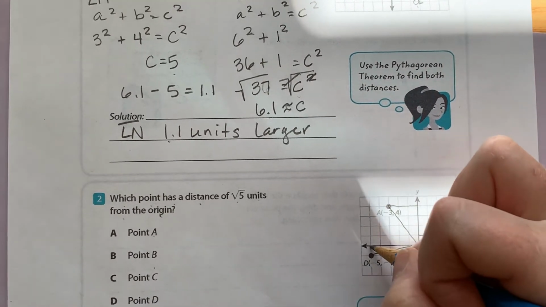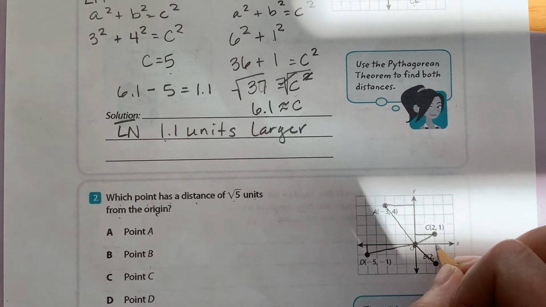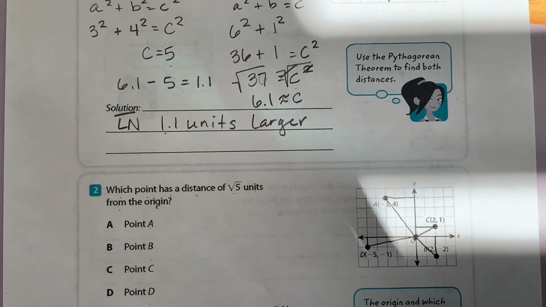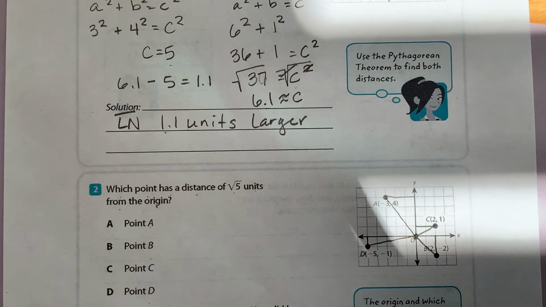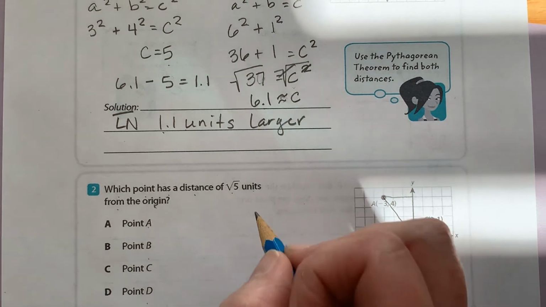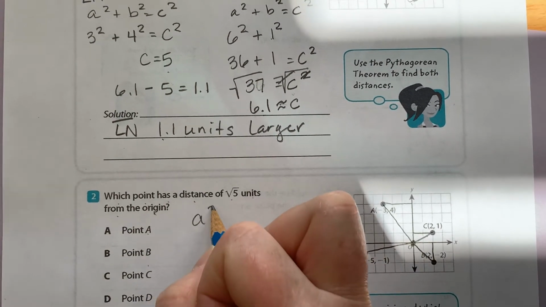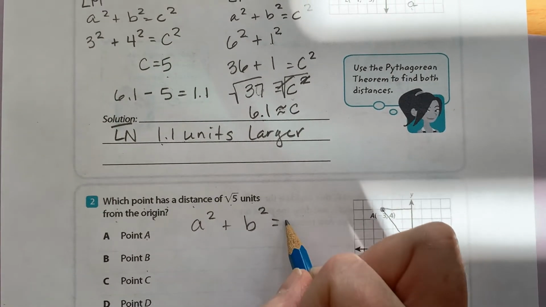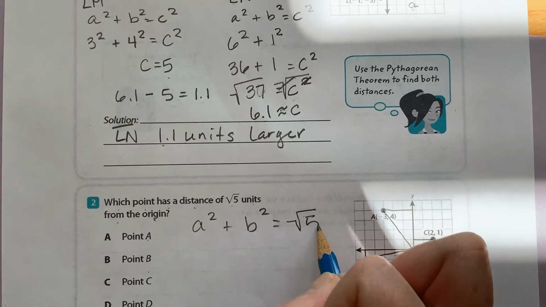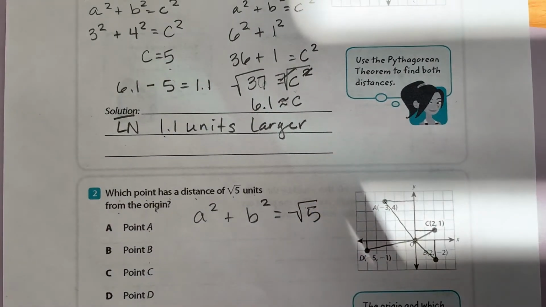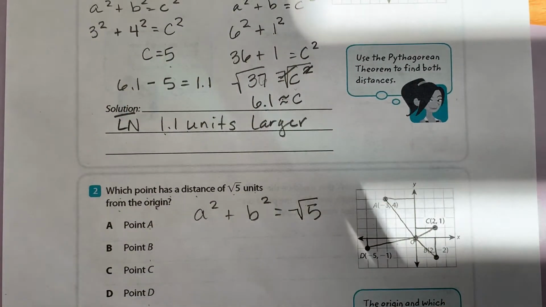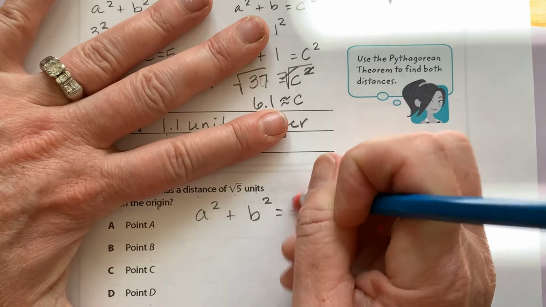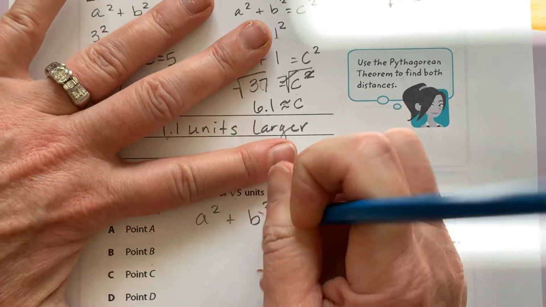Okay, if you're back, let's go ahead and take a look. How can we narrow this down? So knowing that we have a square root of 5, I have to have an a squared plus b squared that equals the square root of 5, right? Wait a minute, no, that would actually be 5. That's right.